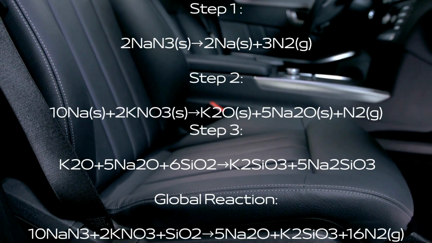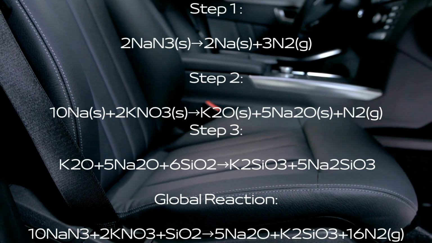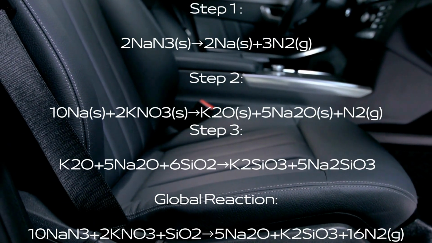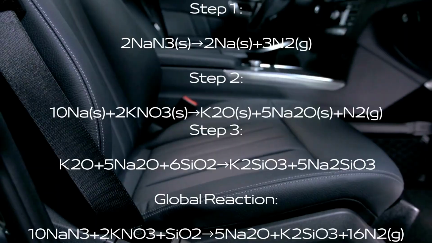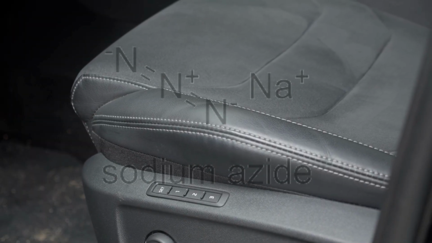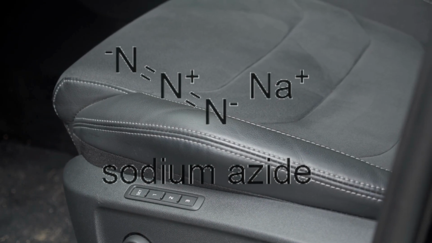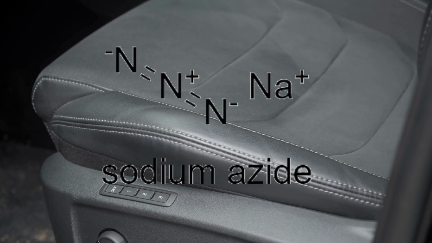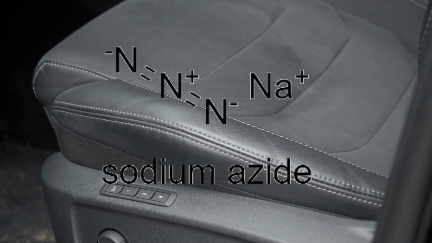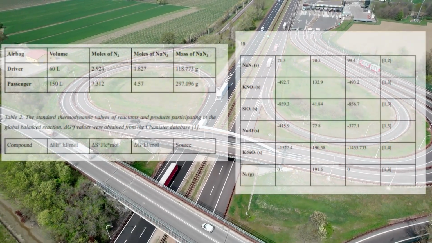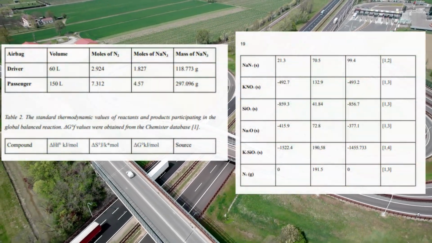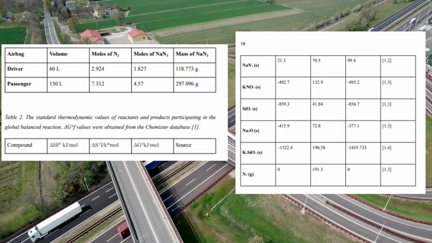Combining all three steps yields the global balanced reaction, which is the foundation of all the stoichiometric and thermodynamic calculations. The next part of the analysis was to determine how much sodium azide would be required to produce the nitrogen volumes typically used in airbags. For this study, we assumed the driver airbag would be 60 liters and the passenger airbag would be 150 liters.